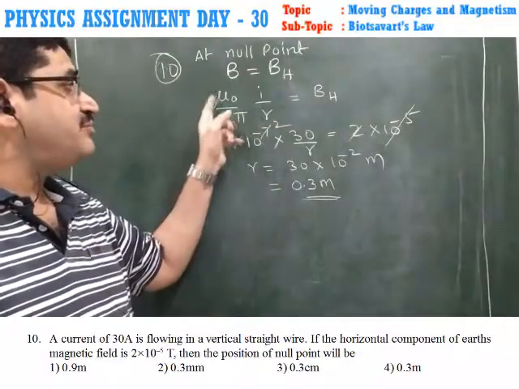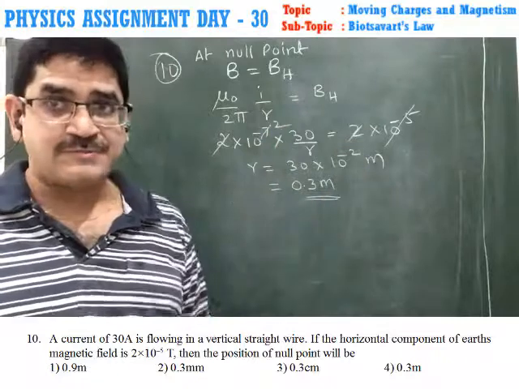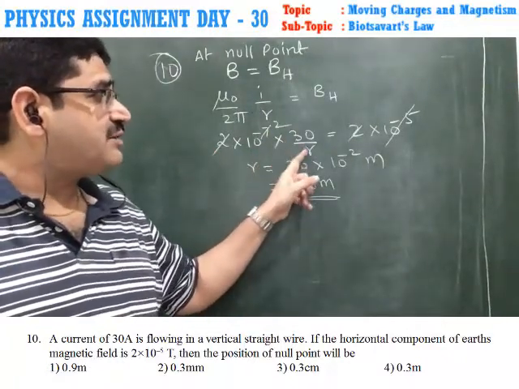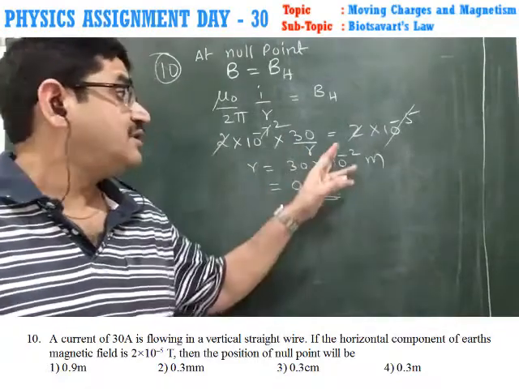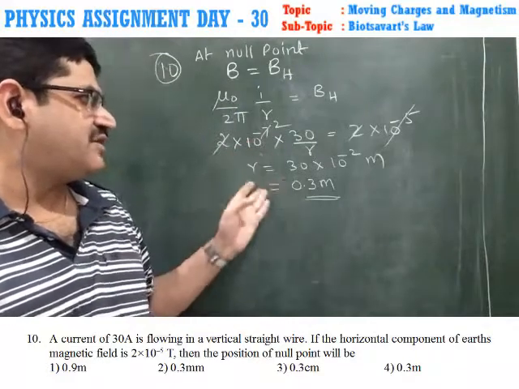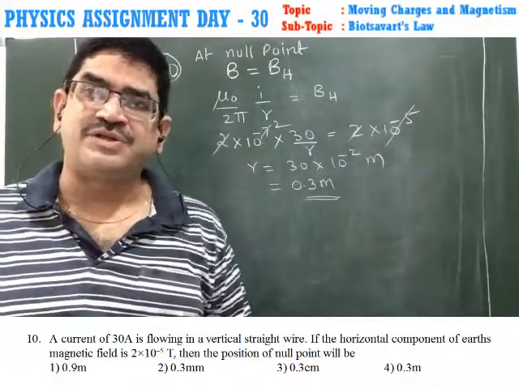So I equate them, mu naught by 2 pi I by R equal to BH. So then what you will get, 2 into 10 power minus 7 into 30 by R, because you don't know R value, is equal to BH value he has given, 2 into 10 power minus 5. Cancel all of them, you will get 30 into 10 power minus 2, which is 0.3 meters.